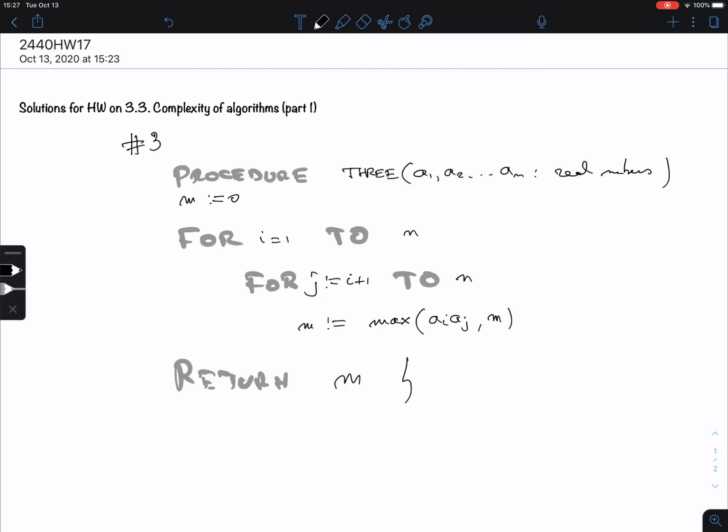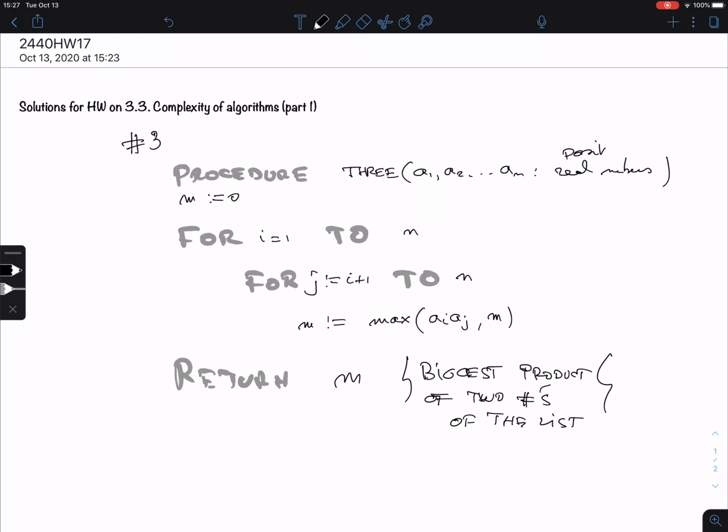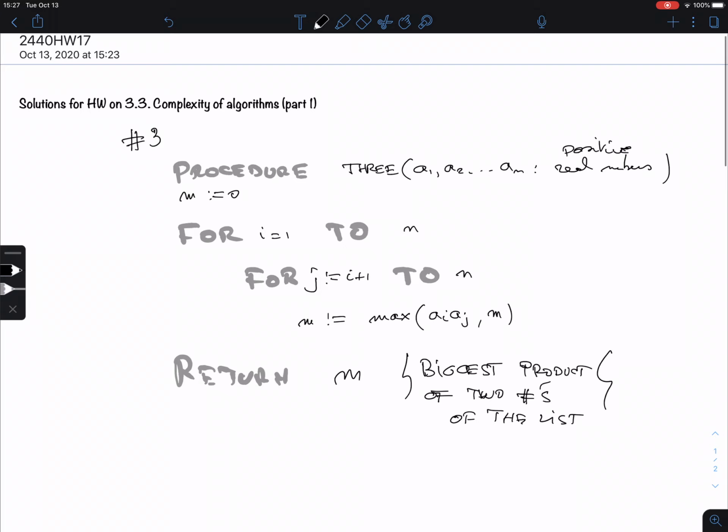And then what is the solution? So m will be the biggest product of two numbers. Of all, we have this list of real numbers, and the biggest product will be m. So let's make them positive, so we don't have to deal with negative numbers. That's what it said anyway in the book. But that's not really the question. The question is not what does it do, but what's the complexity of this thing. Okay, so let's analyze this.